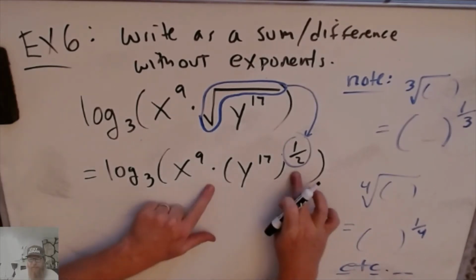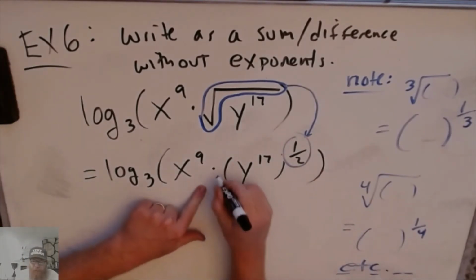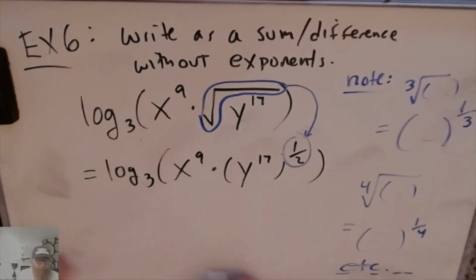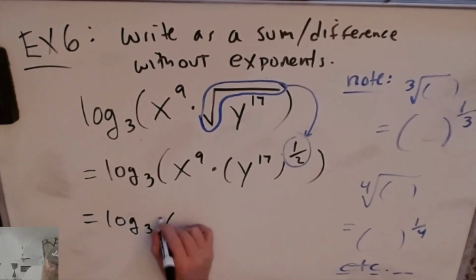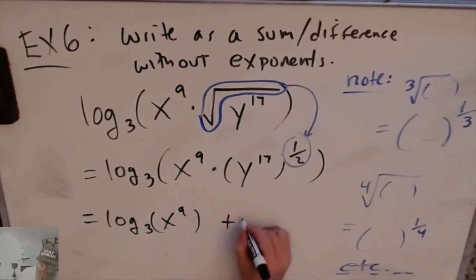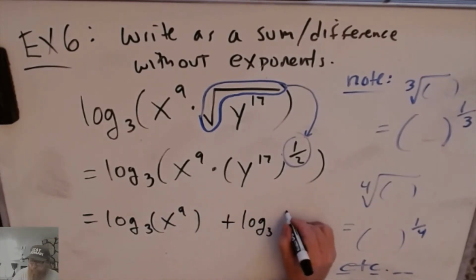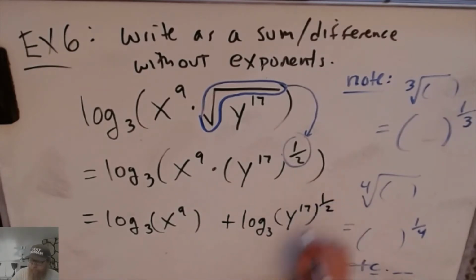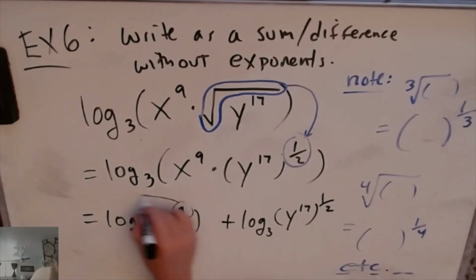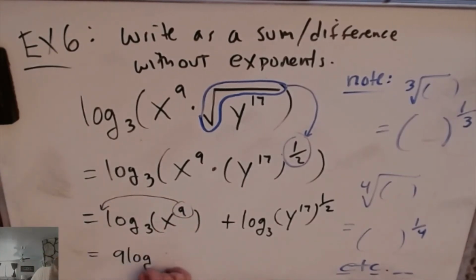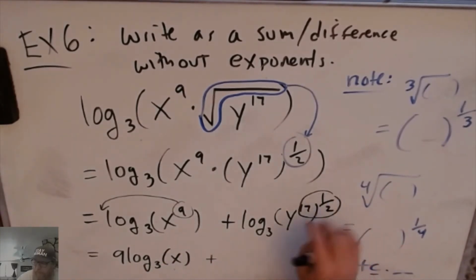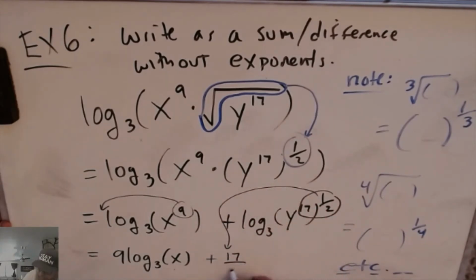Okay, so this is a square root. First, we're going to use the product property. We're going to turn that into addition. Then we're going to use the power property and bring the powers down. Now these powers, 17.5, don't write it as 17.5. Write it as 17 over 2.